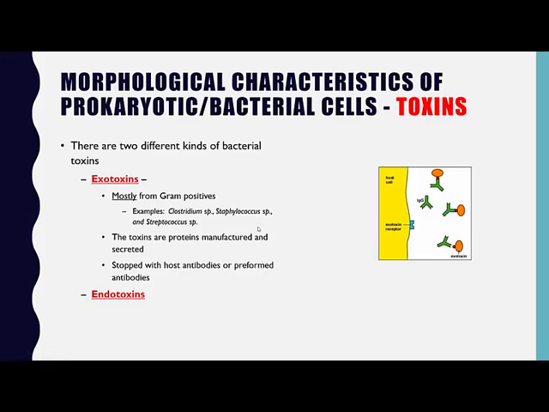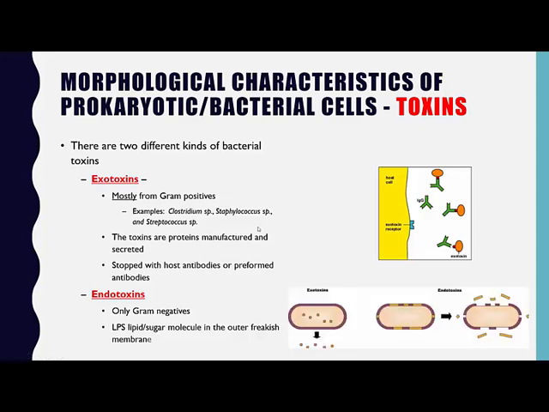Now, the second kind of toxin is known as an endotoxin. That tends to mean inside. These are only in gram negatives. So exotoxins, mostly gram positives, but not always. Endotoxins can only be found in gram negative bacteria. Remember LPS? Part lipid, part sugar. We said the lipid part is an endotoxin. It is found in that outer freakish membrane, only in gram negatives. So, to summarize, exotoxins being secreted out, endotoxins.